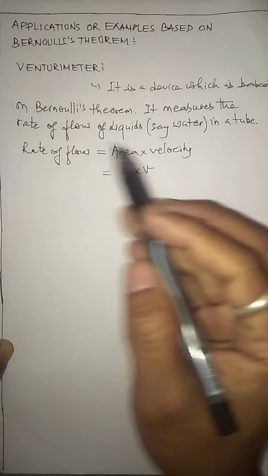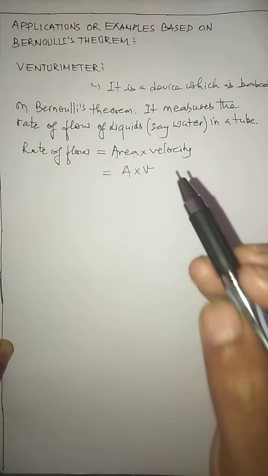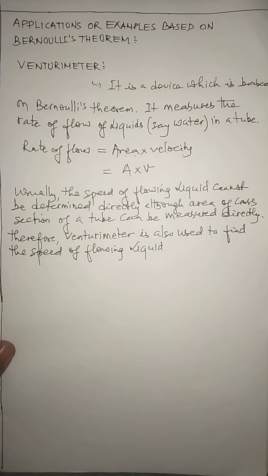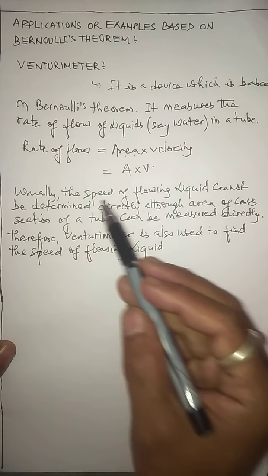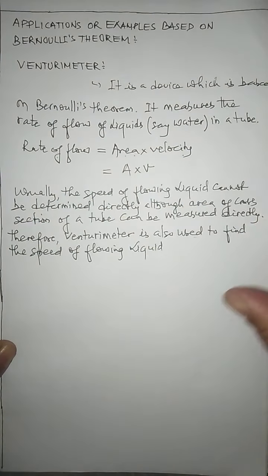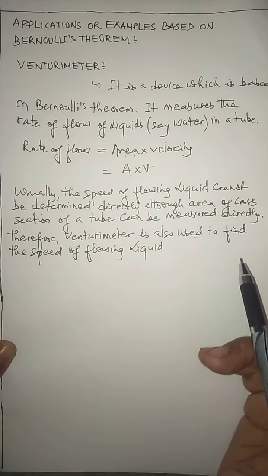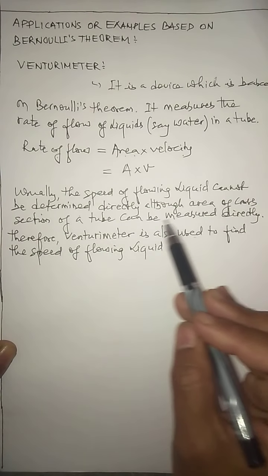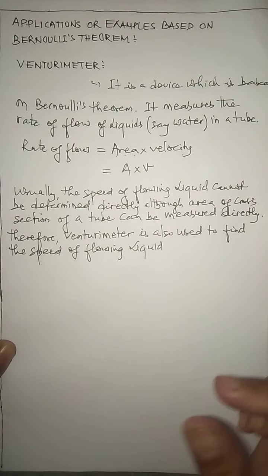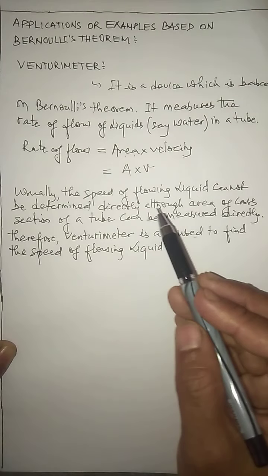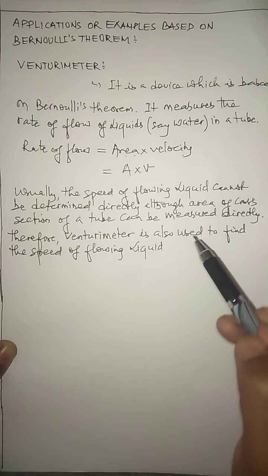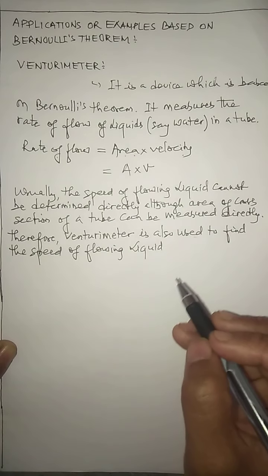Okay, that's why this venturimeter is also used to find the speed or the velocity of flow of liquid. As I said, children, usually the speed of flowing liquid cannot be determined directly inside the tube where the liquid flows. Although the area of cross section of a tube can be measured directly, even from the outer part of the tube, we cannot calculate the speed directly. That's why this venturimeter is also used to find the speed of flowing liquid in a tube.